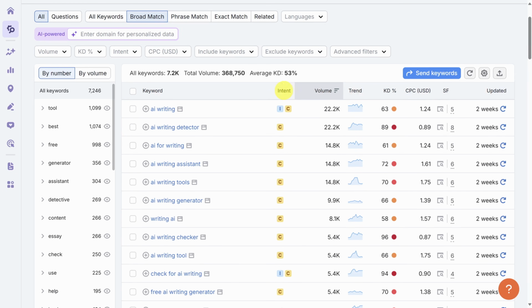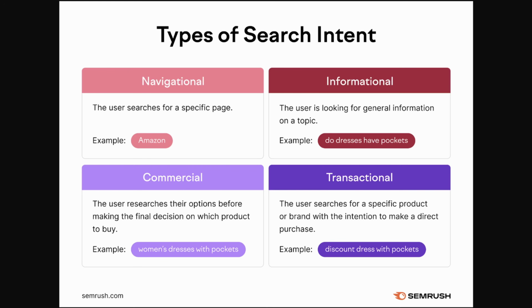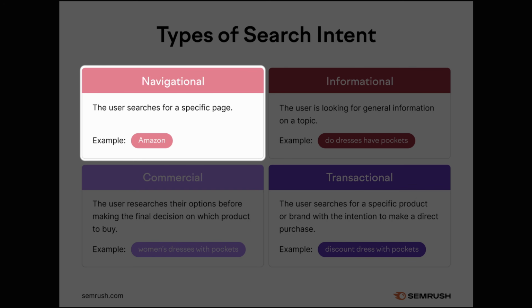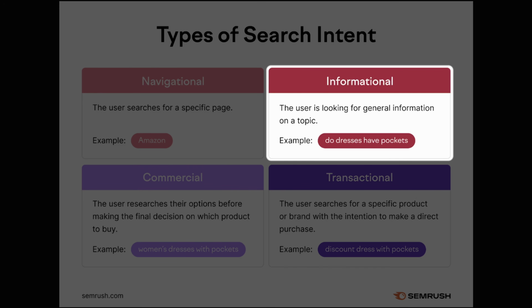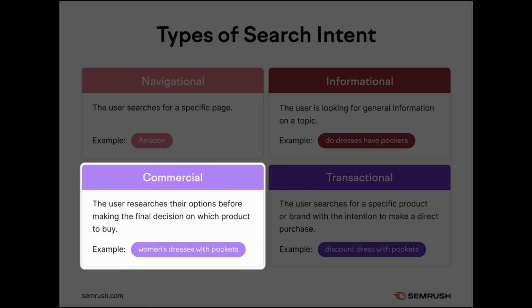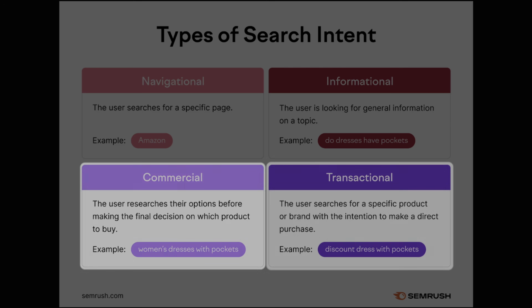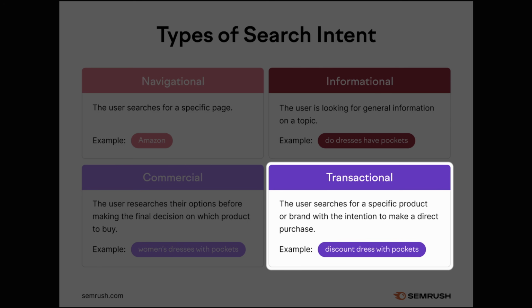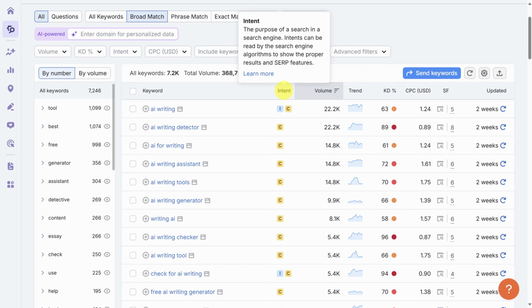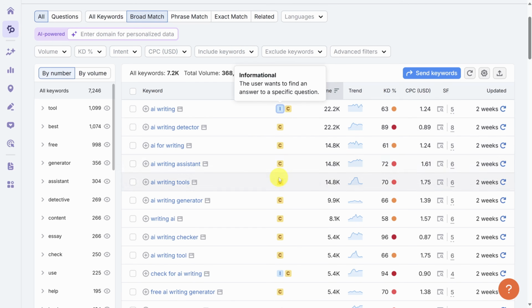First up is keyword intent. Now, there are 4 types of search intent. Navigational searches are for looking for specific pages. Informational searches are for looking for information on topics. Commercial searches inform purchasing decisions. And transactional searches signal intent to purchase. You'll see each of those types as a letter in this column.